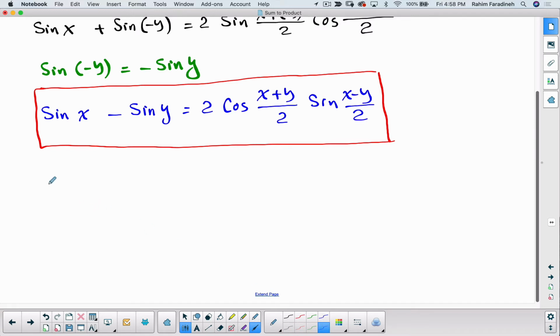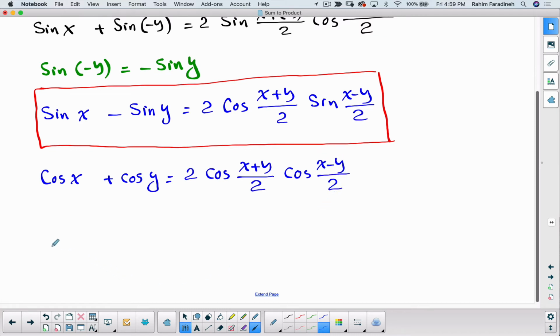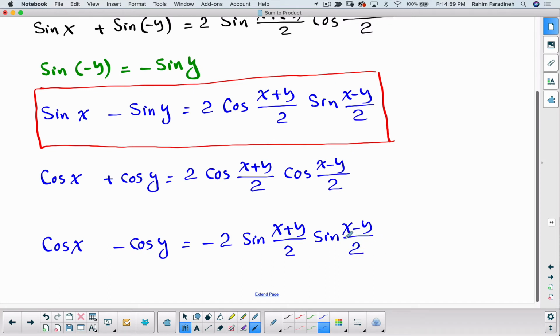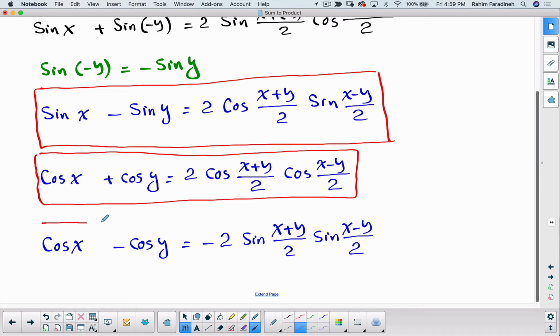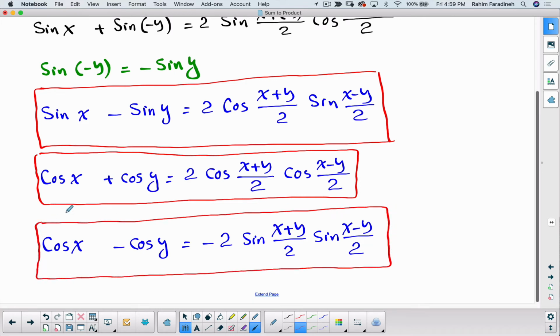Now, with a little bit more work, we can also show that cosine x plus cosine y is equal to 2 times cosine of (x plus y) over 2 times cosine of (x minus y) over 2. And we can also show that cosine x minus cosine y will become equal to negative 2 sine of (x plus y) over 2 times sine of (x minus y) over 2. So these formulas are called sum to products. So let's do some examples and see how we're going to use this.